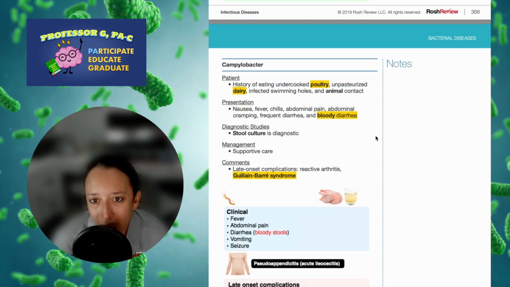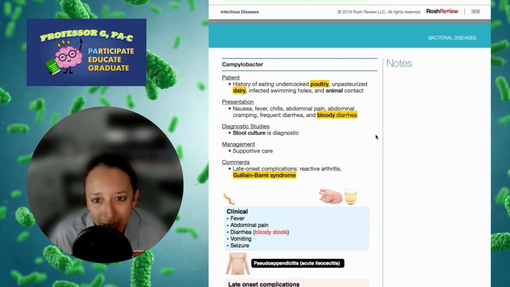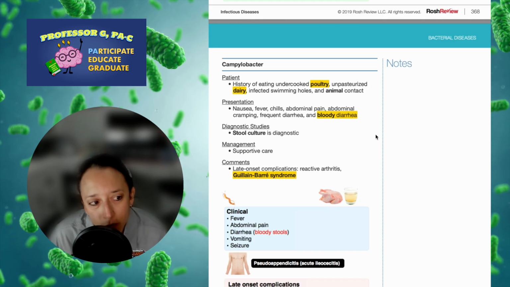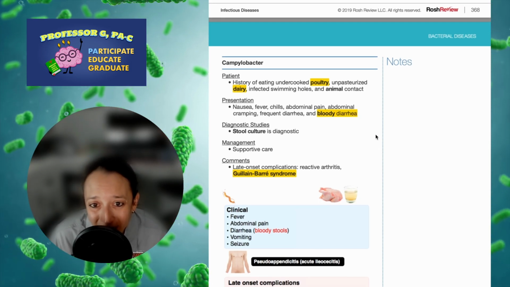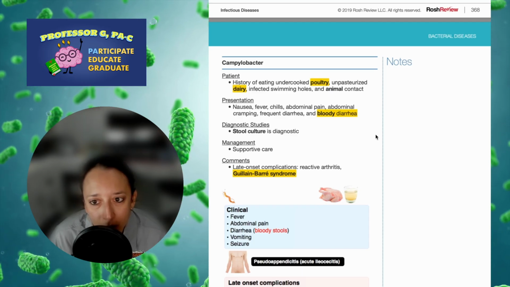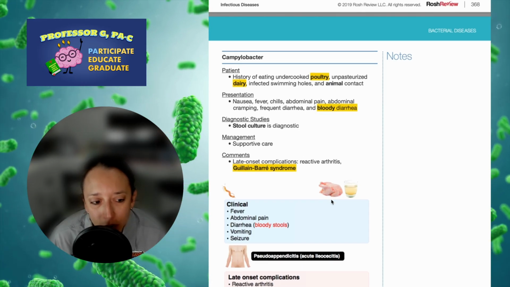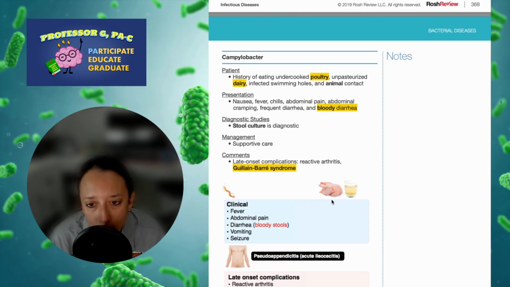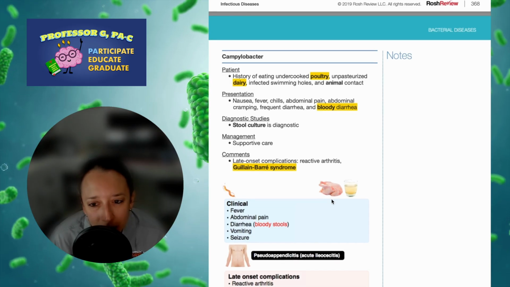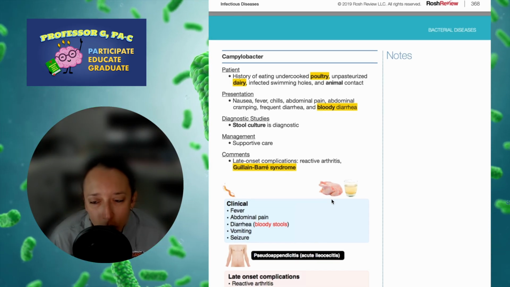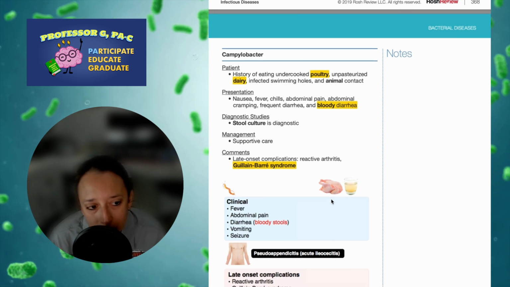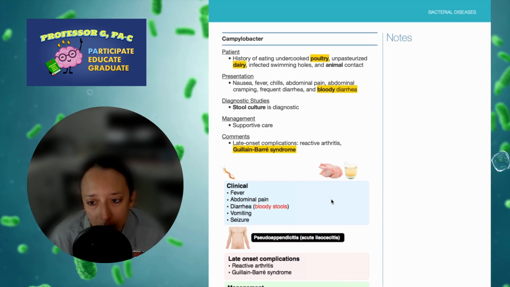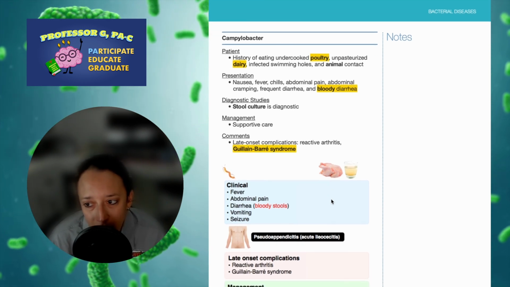All right, next up we have Campylobacter jejuni. This is a gram-negative curved rod, spread by the fecal-oral route. It most commonly comes from undercooked poultry, unpasteurized milk, or contaminated water sources. The patient will often report recent chicken consumption, raw dairy, or swimming in untreated water. Symptoms include fever, nausea, abdominal pain, and frequent bloody diarrhea.